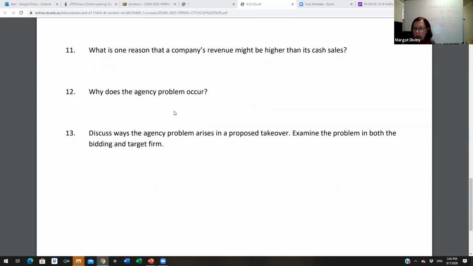Okay, I'm just realizing, as usual, I'm not running too well to time. So I've got about 10 minutes left. So somebody wants to jump in. What is the agency problem?